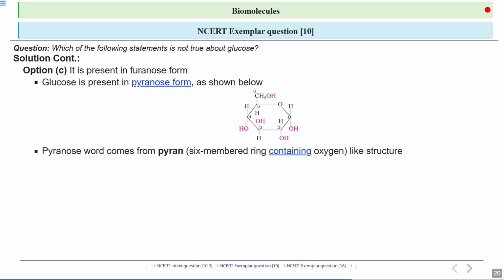Pyranose refers to a 6-membered ring structure that includes 1 oxygen atom, and this is very similar to the chemical compound pyran. This is different from furanose. Furanose is actually a 5-membered ring. But pyranose is a 6-membered ring, and it has 1 oxygen atom.